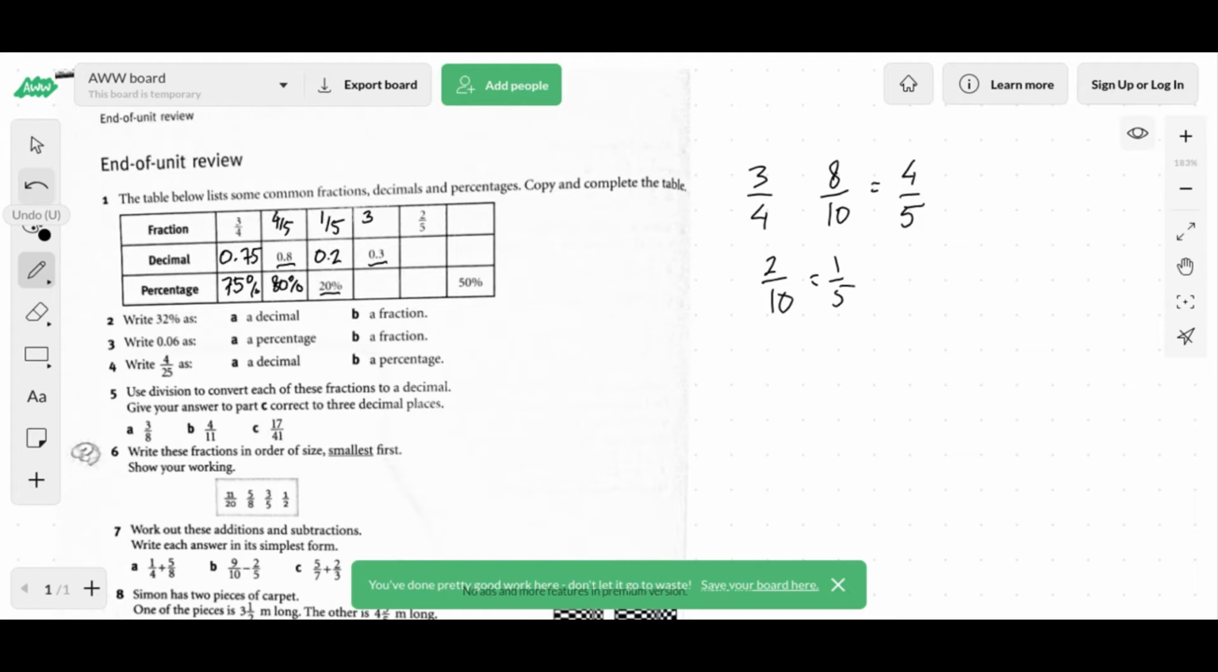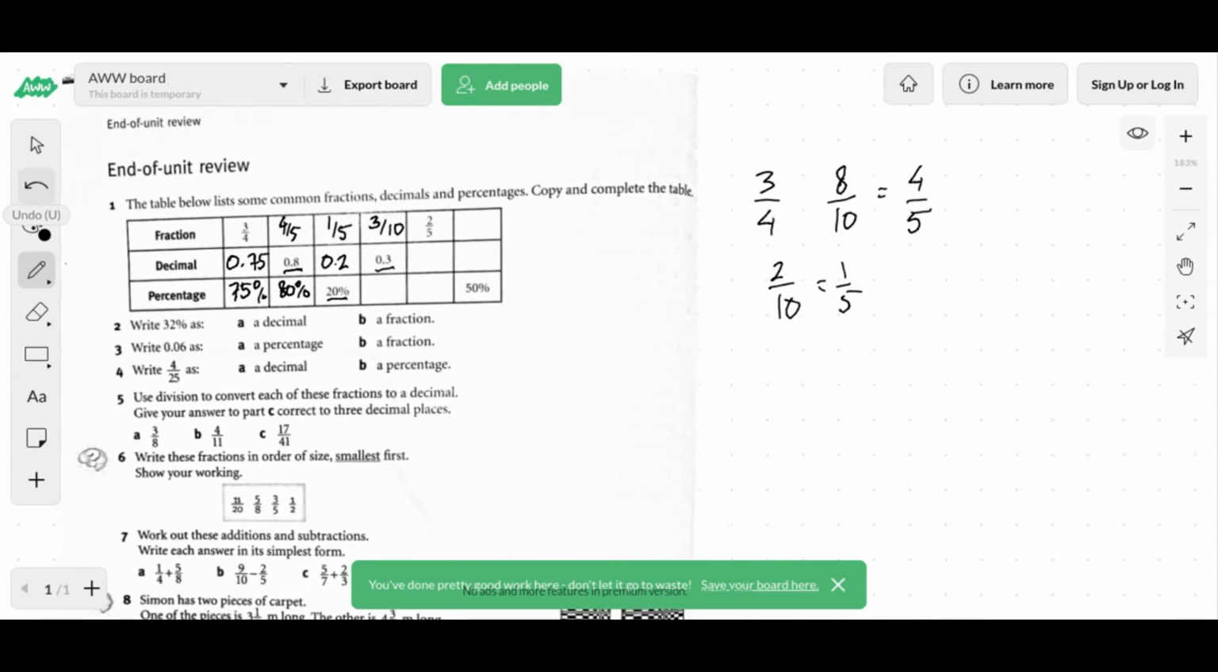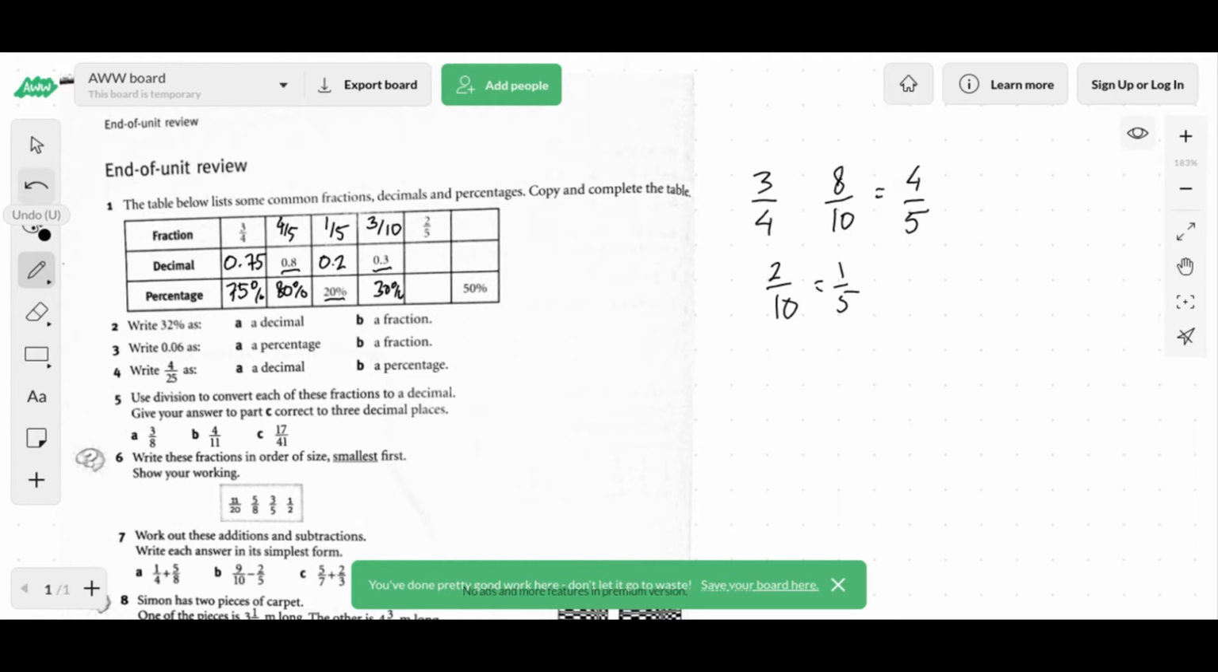3/10. 3/10. Now how about the percentage? 30%. Nice, 30%. Now 2/5 in decimal. 40%. 0.4. 0.4, and you already answered it, 40%.